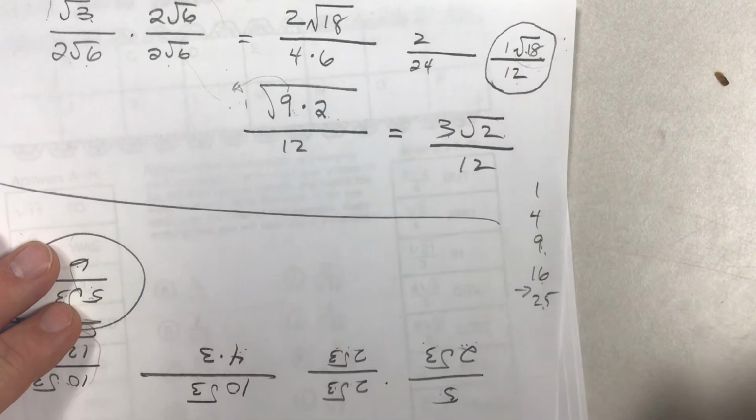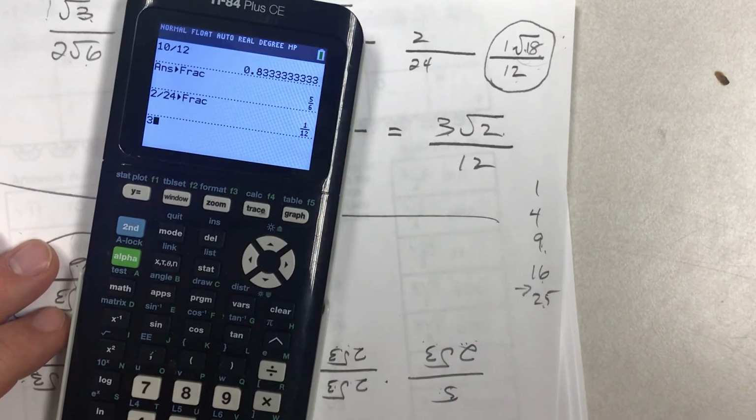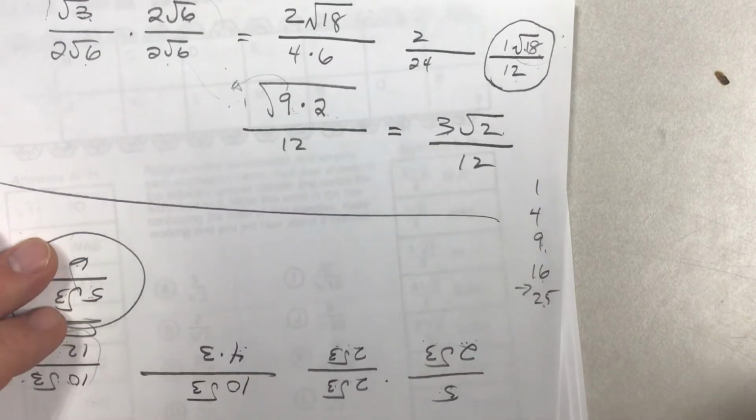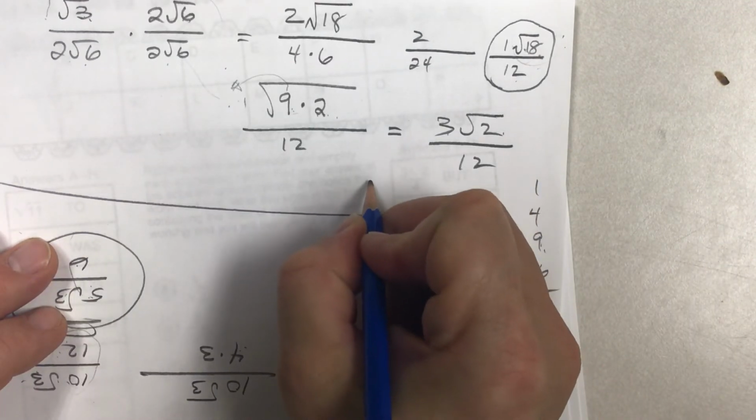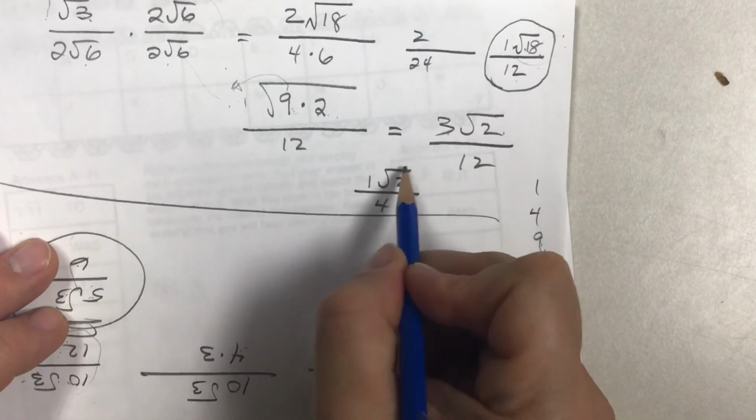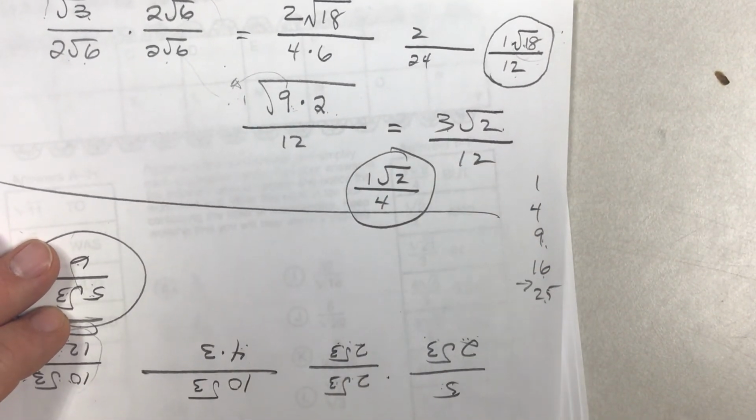Now, does 3 over 12 simplify? I don't know. 3 divided by 12. Math, enter. This is a little bit tricky. Oh, it does. Look at that. So on the bottom is 4, so 1 over 4, and on the top is root 2. So your final answer is root 2 over 4.